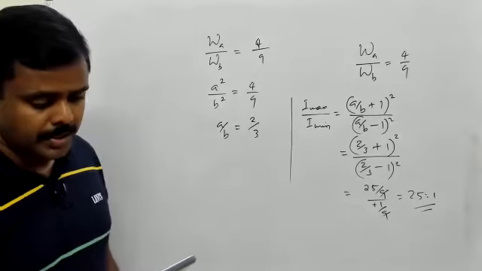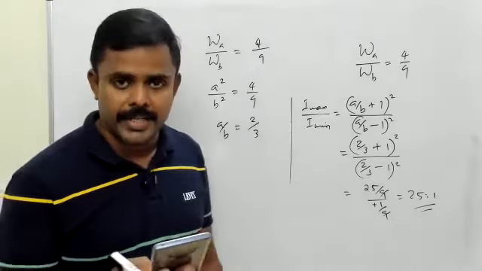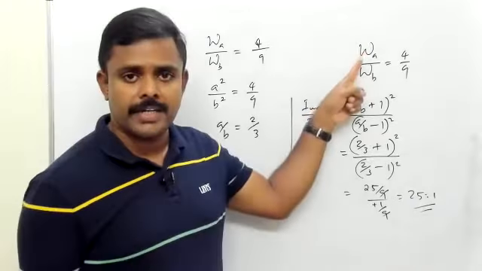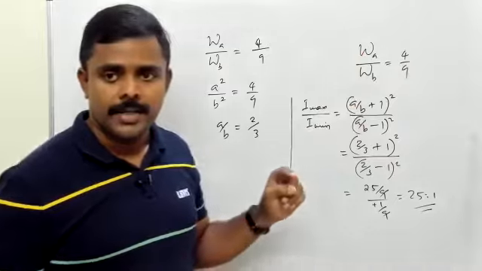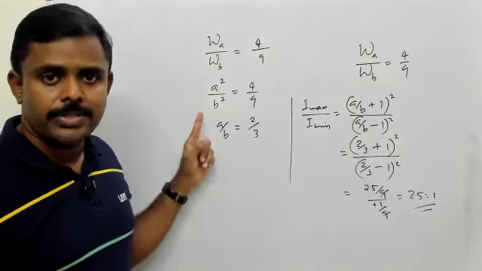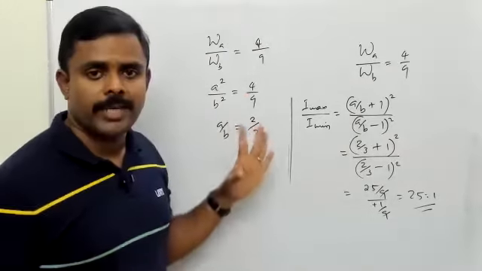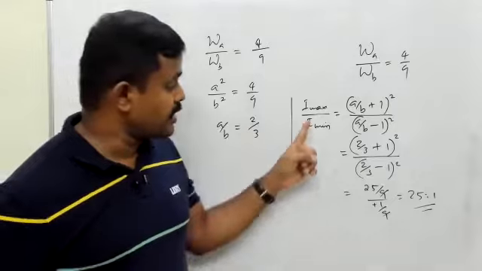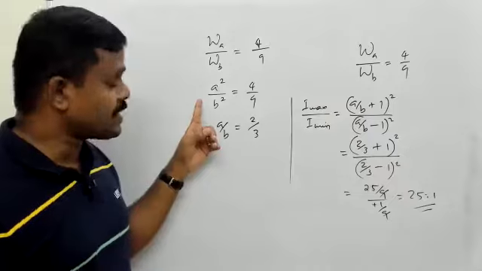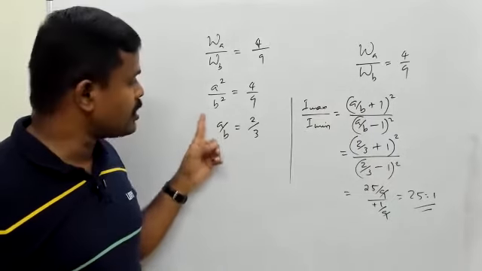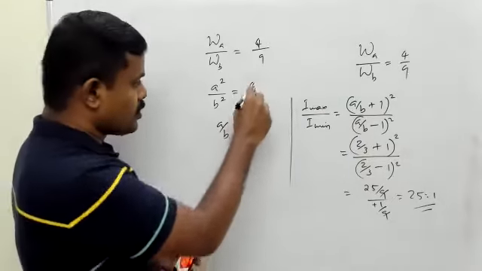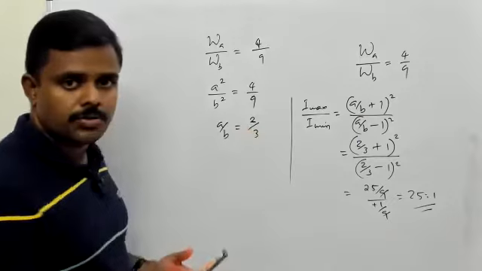I repeat. See, question number 3. In Young's double slit experiment, if the widths of the slits are in the ratio 4:9, WA by WB is 4/9. But WA by WB is the ratio of amplitude squares, A square by B square is 4/9. Why should I think of this? Because what I need is I max by I min, for which I need A by B. Take the square root: square root of 4 is 2, square root of 9 is 3, so A by B is 2/3.